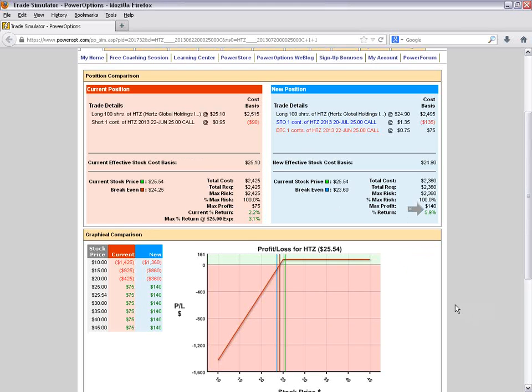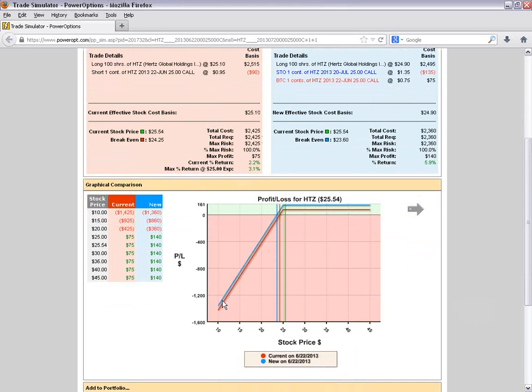Let me add that back in. Okay, and that's our new covered call on HTZ. Now, is this a recommendation or suggestion of what you should do? No. We're giving you opportunities. We're doing the legwork for you, doing the calculations of what it would cost you to buy to close your existing call, what your position would look like if you sold this new call, and showing you the side-by-side comparison for your analysis.